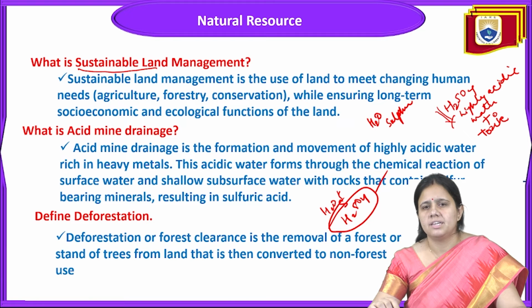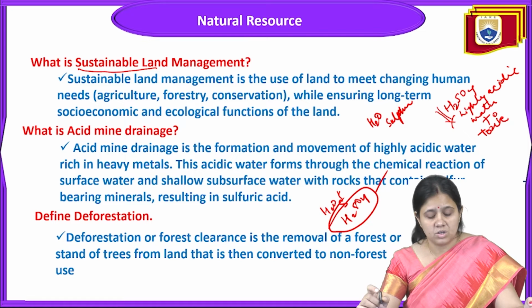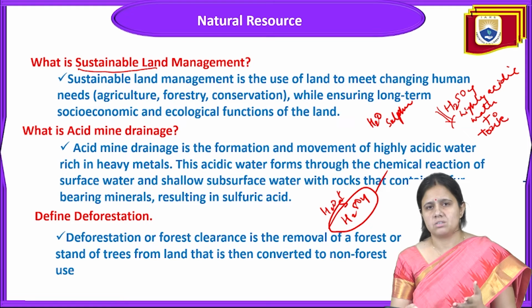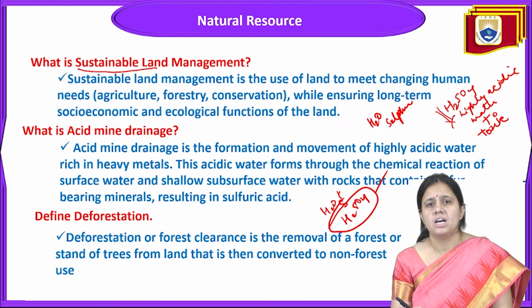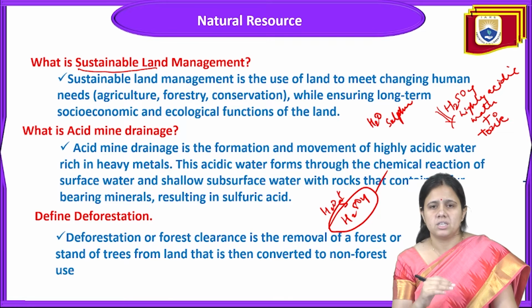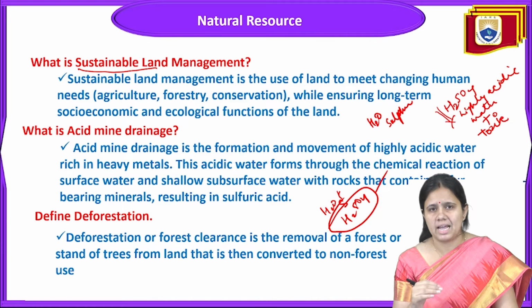The next terminology related to this topic is to define the term deforestation. Deforestation, as the name says, is the clearance of forest, or the removal of forest or stands of trees from land that is converted to a non-forest use. That land will be used for a non-forest purpose. One thing you should keep in mind: not general cutting, but the clearance of forest for non-forest use of that land is called deforestation.